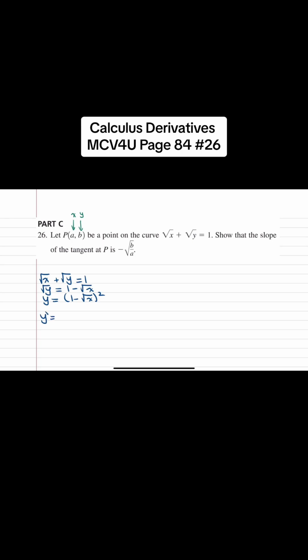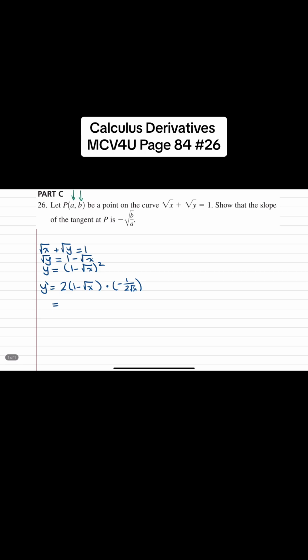Because this is a composite function, we can use a simple chain rule by taking the derivative of the outside and then the inside. Taking the derivative of the outside, I'm going to bring my exponent to the front, and then subtract the exponent by 1. And now I'm going to take the derivative of the inside. The derivative of 1 is just 0, and the derivative of negative root x is equal to negative 1 over 2 root x. I can now combine these together by bringing the 2 multiplied by 1 minus root x to the top, and then 2 root x at the bottom. And don't forget the negative out in front.